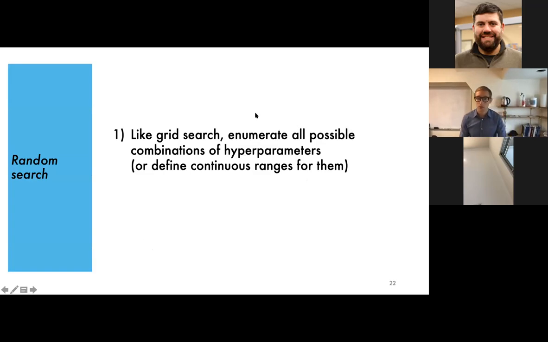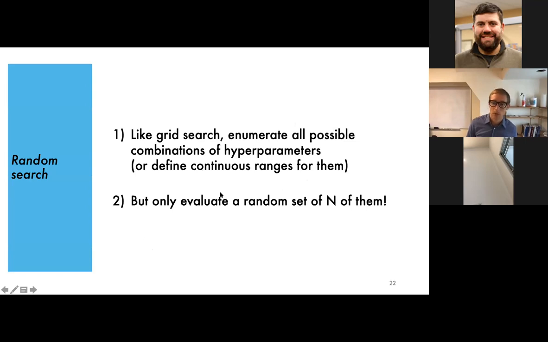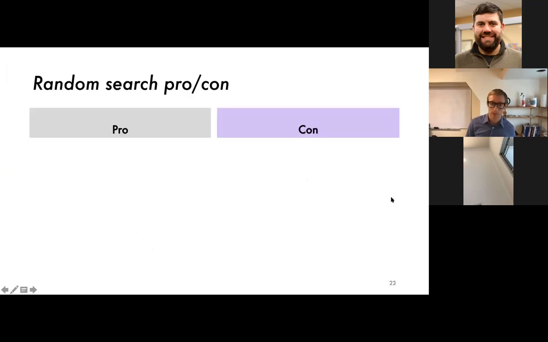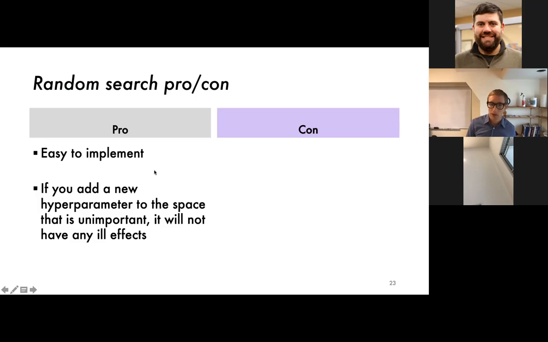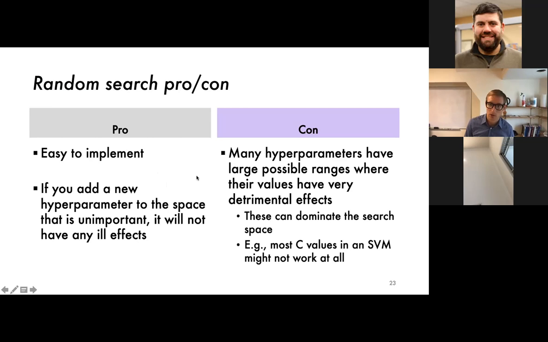So for random search, like grid search, we enumerate all possible combinations or we define continuous ranges for them, but we only evaluate a random set of them. So that's very easy to implement. And in theory, if you add a new hyperparameter to the space that is unimportant, it will not have any ill effects. Although if it is important, but in a bad way, like changing that value is going to make your models worse, then it will have a bad impact on your search.